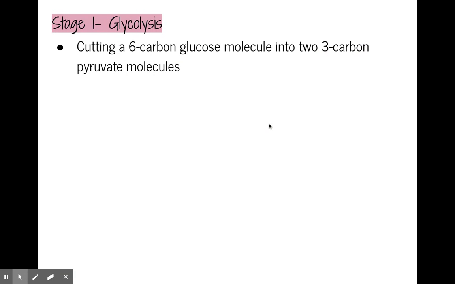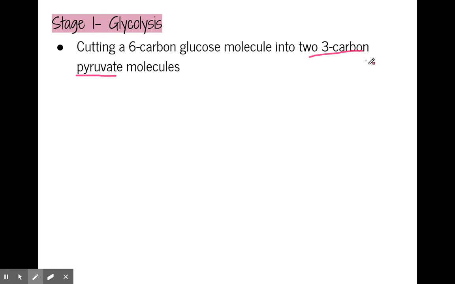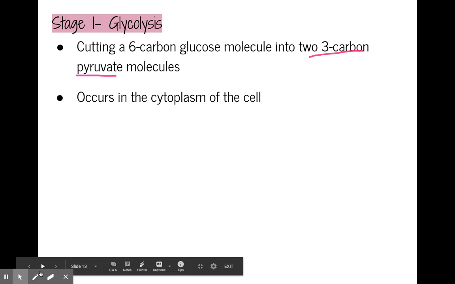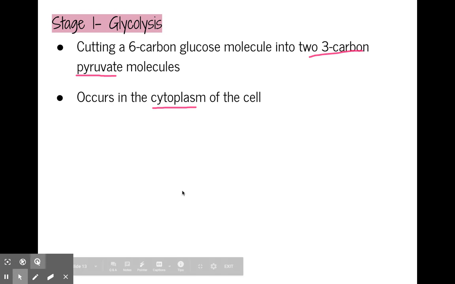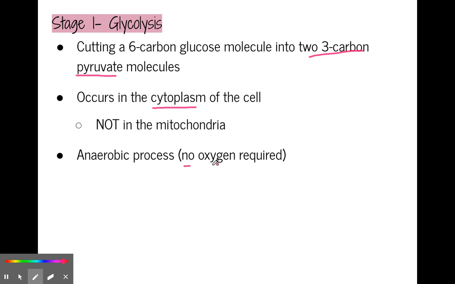All right, so stage 1 of glycolysis, as we said, we cut the 6-carbon glucose molecule into 2 3-carbon molecules called pyruvate. Once again, you have to know what the term pyruvate is. That is the 2 3-carbon molecules made at the end of glycolysis. It occurs in the cytoplasm of the cell, not in the mitochondria. It's an anaerobic process, meaning that there is no oxygen required.